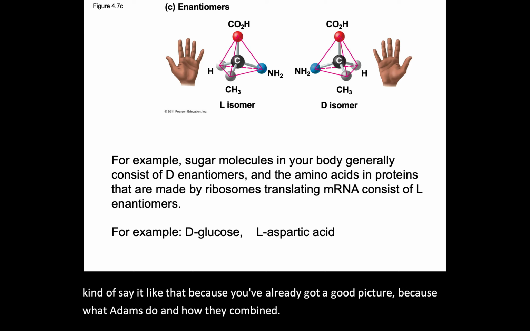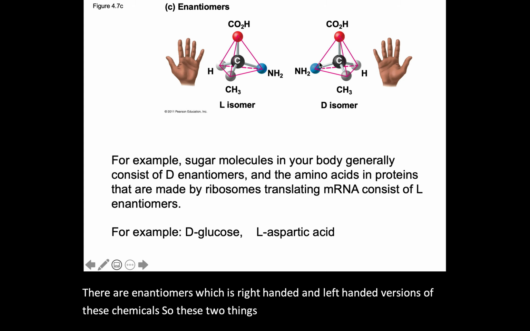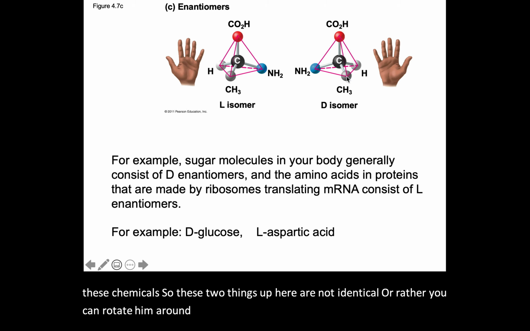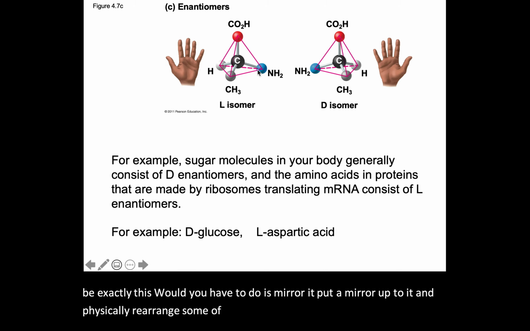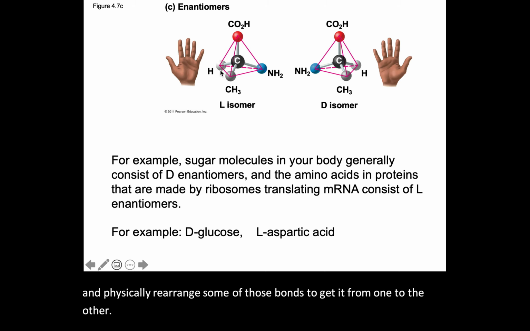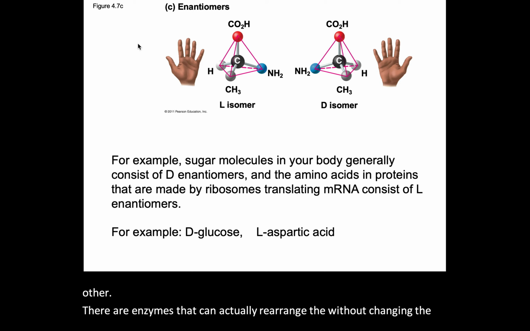Okay, there are enantiomers, which is right-handed and left-handed versions of these chemicals. So these 2 things up here are not identical, or rather you can rotate them around, but you can never rotate this one so that it will be exactly this. What you'd have to do is mirror it, like put a mirror up to it, and physically rearrange some of those bonds to get it from one to the other. There are enzymes that can actually rearrange the bonds without changing the chemical. They're called isomerases.